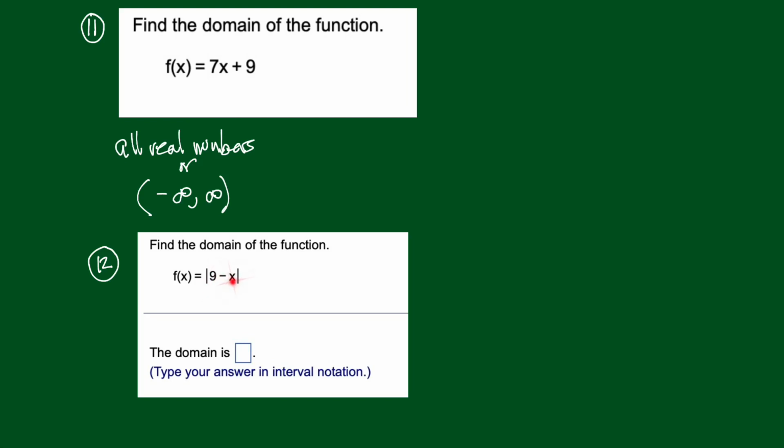9 minus whatever number you think of. Now, whatever number you get, can you take the absolute value of it? Sure. All right, so again, I'm going to claim that the domain is all real numbers. Every number works, but they're asking us to write this in interval notation. So every number can be found between -infinity and +infinity.